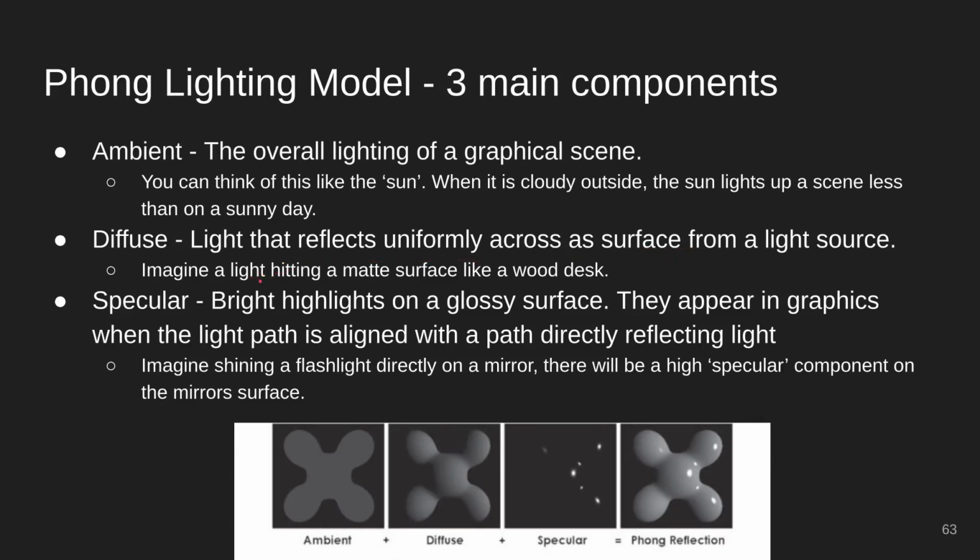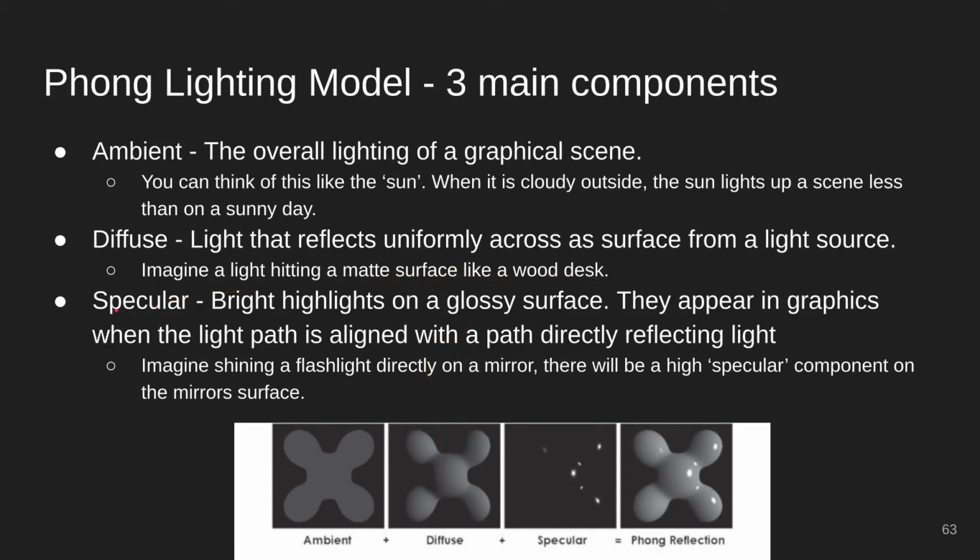Okay, so just imagine you have a very matte, not very reflective surface like a wood desk, and you're shining a light on it, like your fluorescent office light, and it just sort of scatters across that surface uniformly. Okay, so it's all like a woody texture or something.